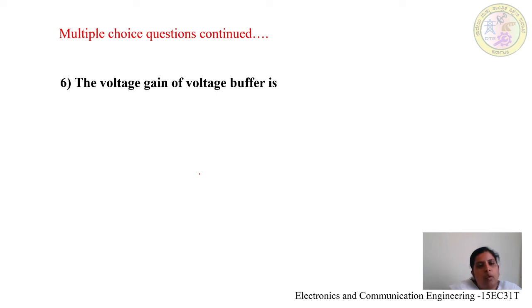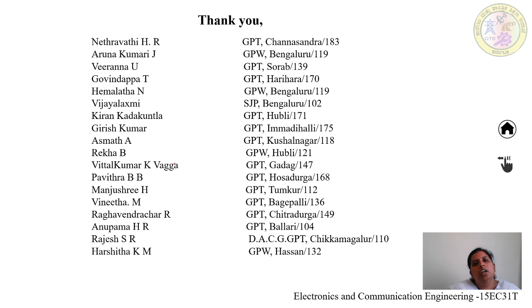Next question. The voltage gain of the voltage buffer is? You may call the voltage follower a voltage buffer or isolation buffer. The options are option A 0, option B -5, option C 1, option D 5. The answer is the voltage gain is unity, that is 1. So this is regarding the non-inverting amplifier and the voltage follower.